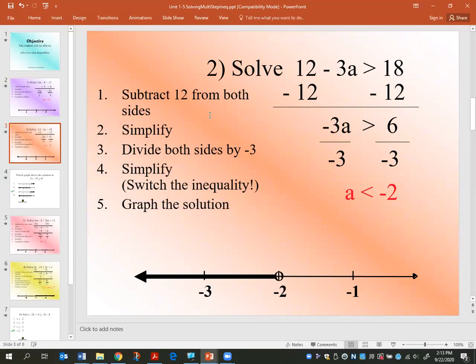For number 2, we have 12 minus 3a is greater than 18. I'm going to subtract 12 from both sides. That gives me negative 3a is greater than 6. Now when I divide by that negative 3, that means my greater than symbol is now changed to a less than symbol. So a is less than negative 2. So once again, we have an open circle because we have a less than, and then it is all numbers smaller, so we graph to the left.